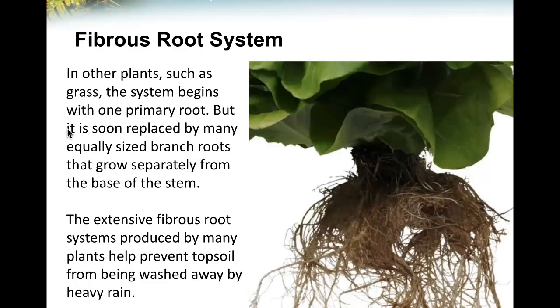In other plants, such as grass, the system begins with one primary root, but it is soon replaced by many equal-sized branch roots that grow separately from the base of the stem. The extensive fibrous root systems produced by many plants help prevent topsoil from being washed away by heavy rain.